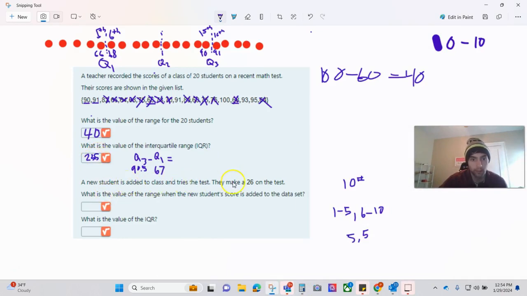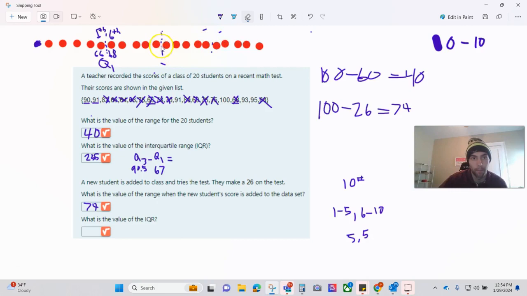What is the value now? Someone took the test and scored 26. No, so bad. What's the new range? So the biggest number stays the same. Biggest number is still 100 minus the new smallest number, which is now 26. 74 is my new range. Whoa, big difference. The new value of the IQR. So we add now a 21st number.